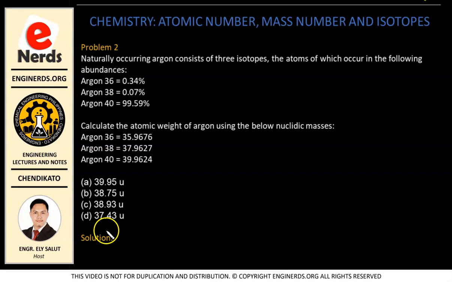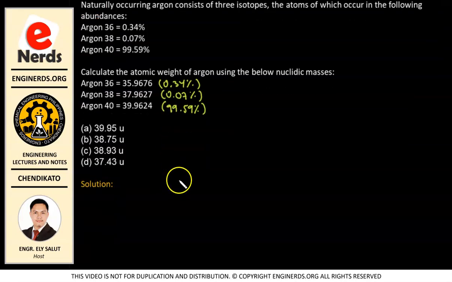Now, to make it easier, let me write the percent abundance here next to our nucleic masses so that it will be easier for us to calculate. Okay, so for argon 36, we have 0.34%. For argon 38, we have 0.07%. And for argon 40, we have 99.59%. Alright, so now let us proceed with our calculation.